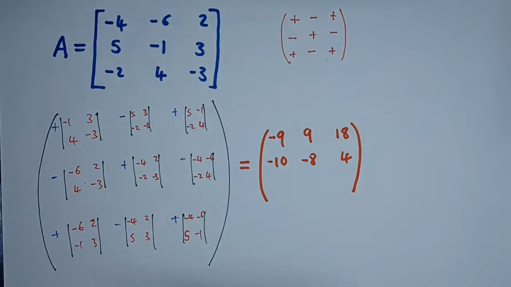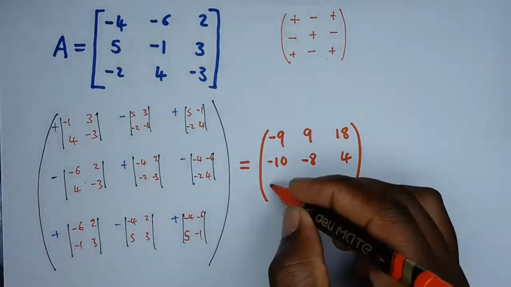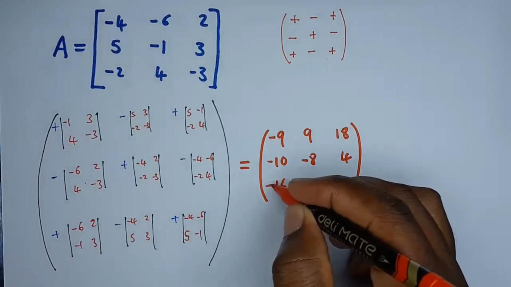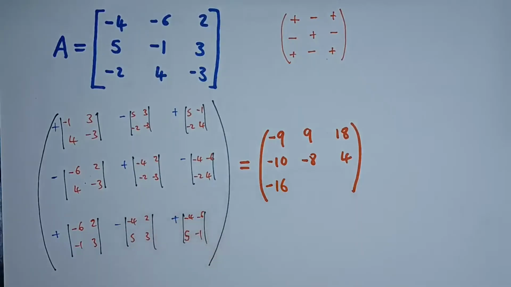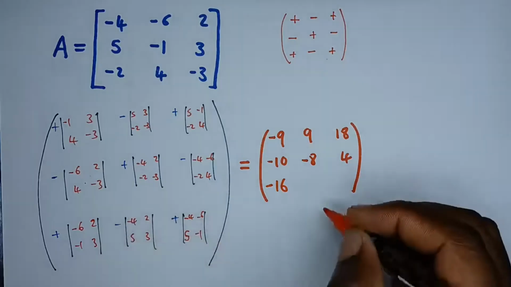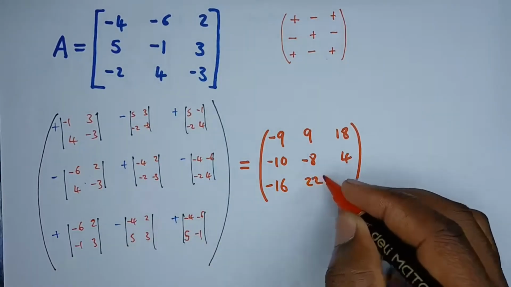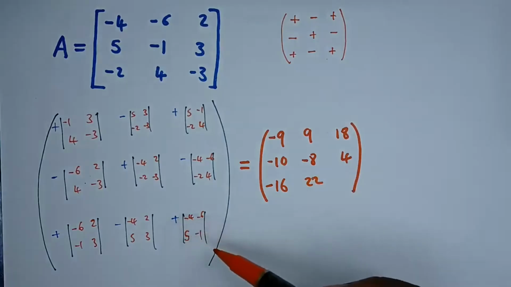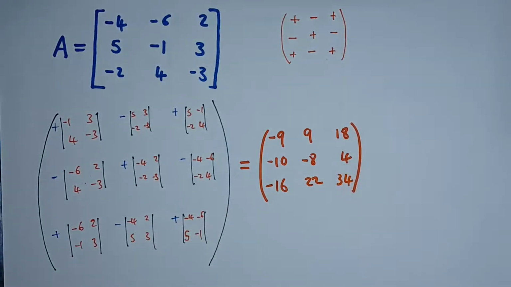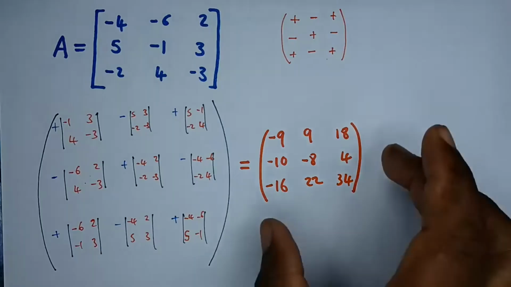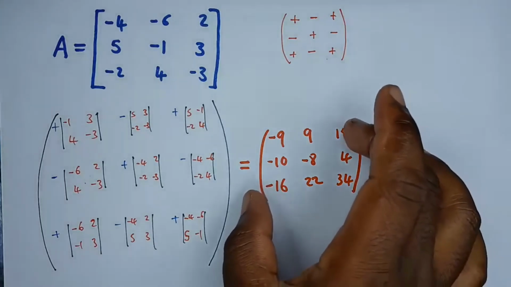Then at this position, we'll have -18. So -18 plus 2, which will give us -16, like that. Here we'll have -12 minus 10, which is -22. So there's a negative, meaning that it becomes +22, like that. Then -4 times -1 is 4. 4 plus 30 should give us 34, like that. Okay. So what we have here are the cofactors.